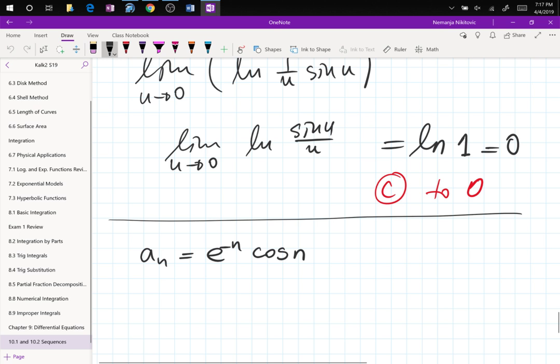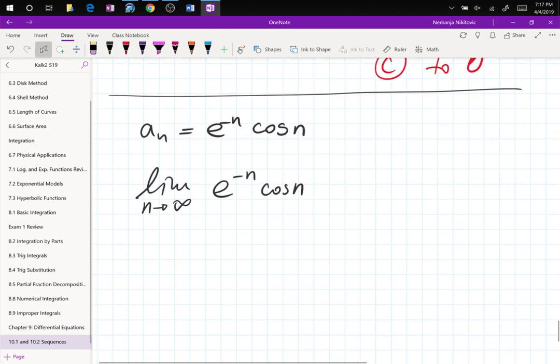So, e to the negative n cosine n. Nice pick. All right, we have the limit as n goes to infinity of e to the negative n times cosine n. You haven't done a limit like this in Calc 1, so you spotted it nicely. You probably don't know how to deal with this.